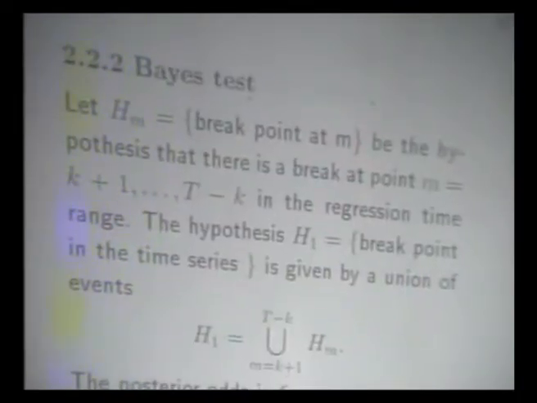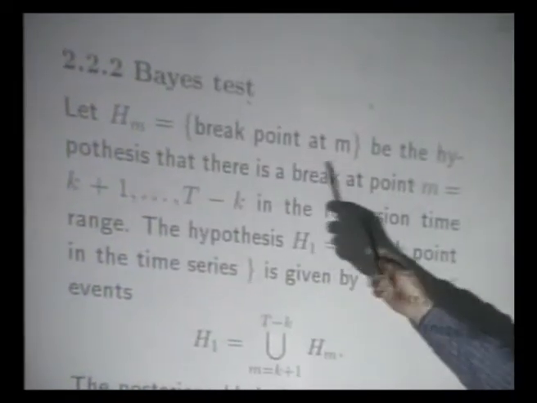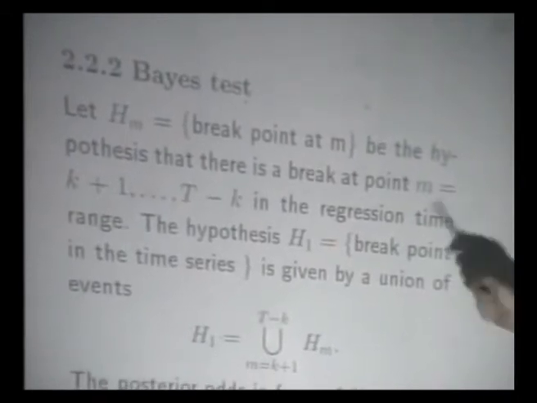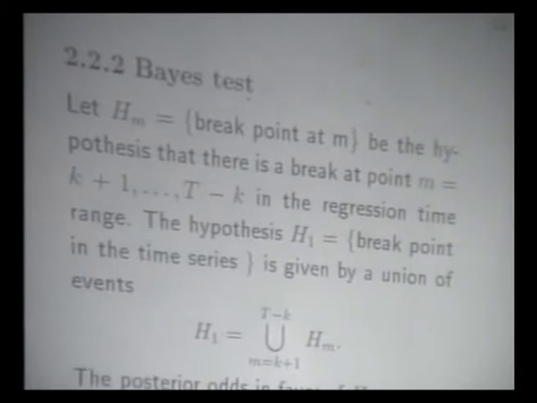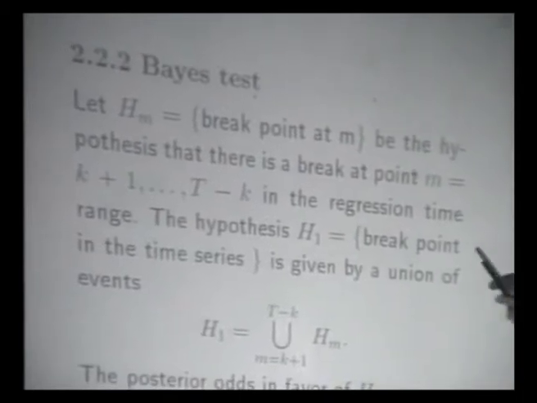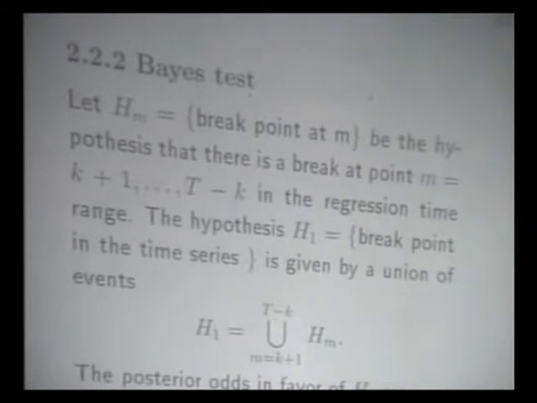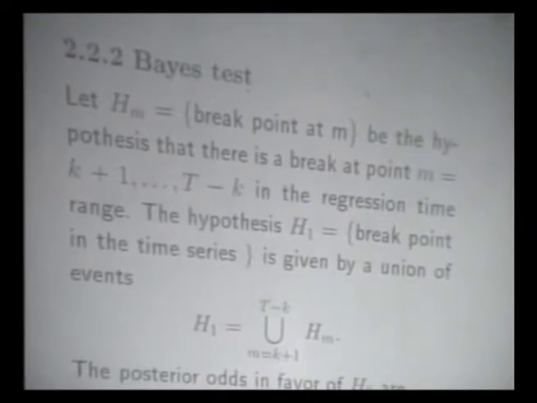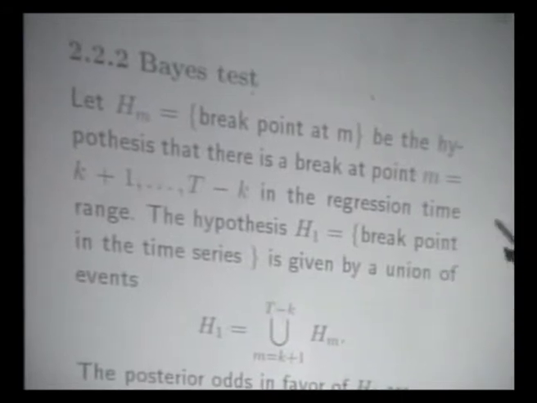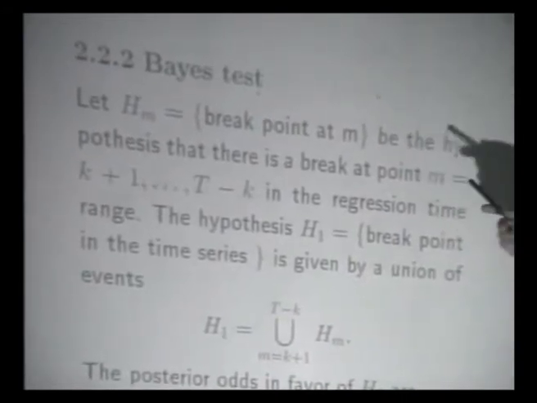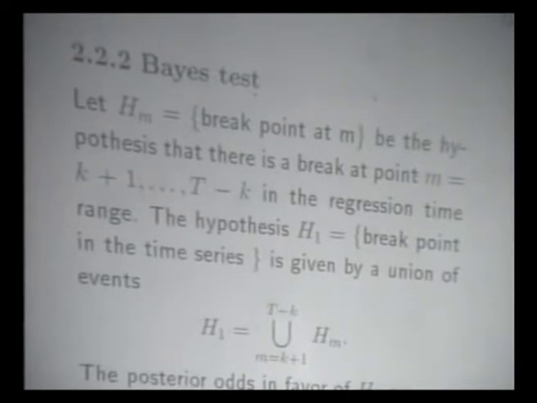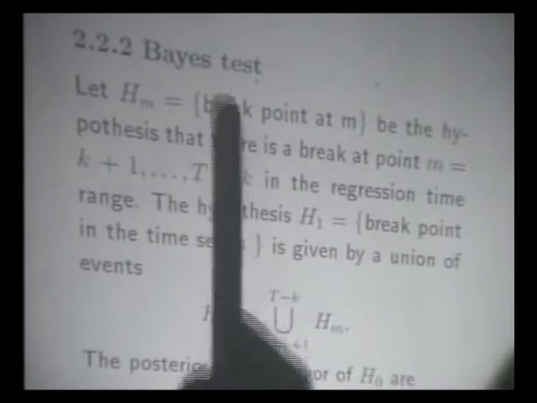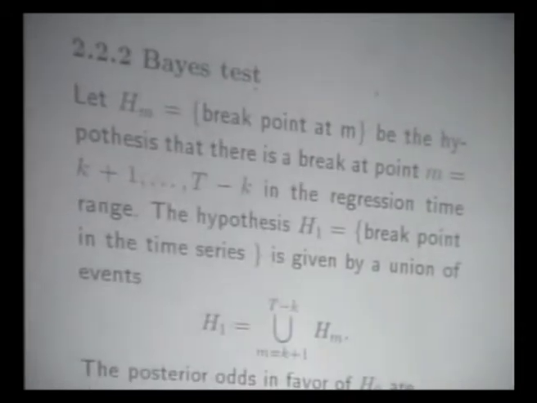It defines two hypotheses: that we have a breakpoint at time m, where m could be between k plus 1 and T minus k, and then a hypothesis that there is a breakpoint in the whole time series. So this is a specific breakpoint, and that's in the whole time series. So H1 is nothing else than the union of all these hypotheses up here.